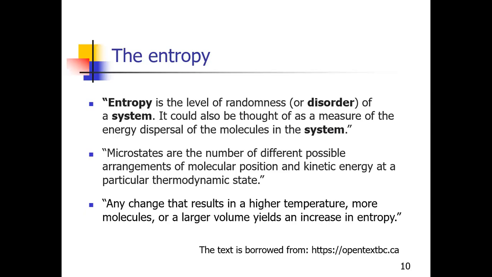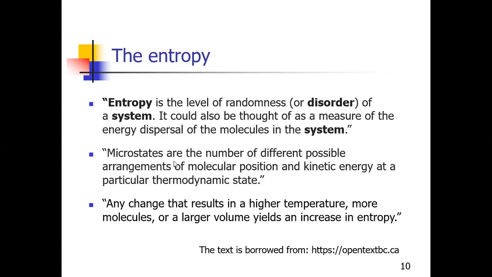So how do I define it? Entropy is the level of randomness or disorder of a system. It could also be thought of as a measure of energy dispersal of the molecules in the system. I just gave you an example. Entropy is a level of randomness, and it can also be thought of as the energy dispersal of molecules in the system.